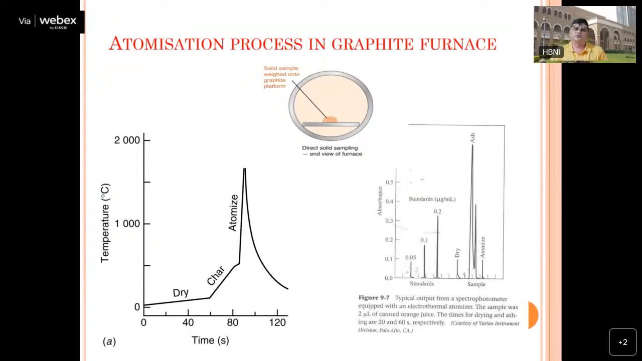And this is the process, this particular graph is just to show that in a few seconds, about 40 seconds, the liquid sample will dry, then in another 80 seconds it will char, and then completely within about 100 seconds the whole atomization process takes place. In this particular graph, it is shown for both the standard as well as the sample, how this atomization is going on.